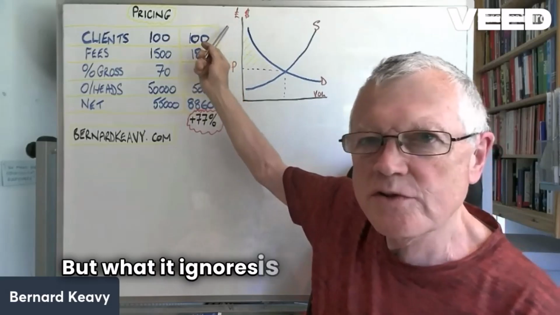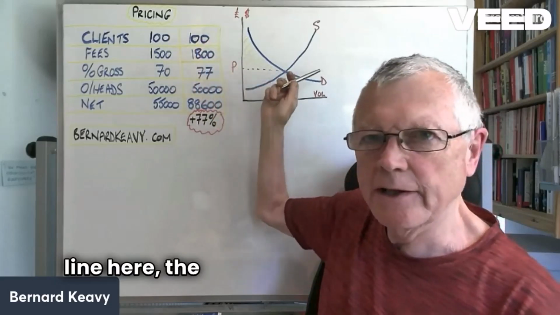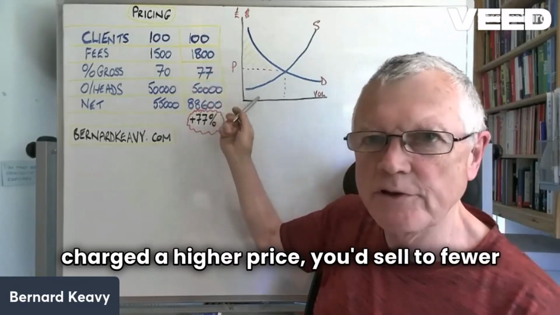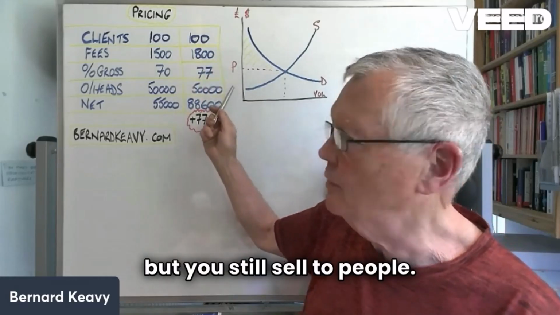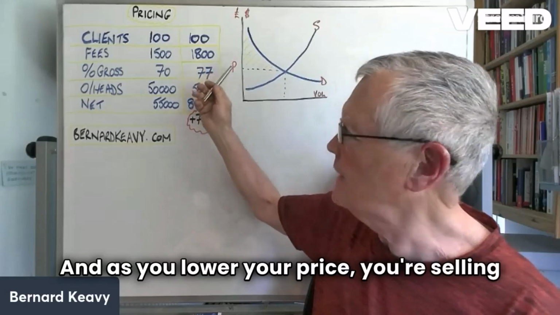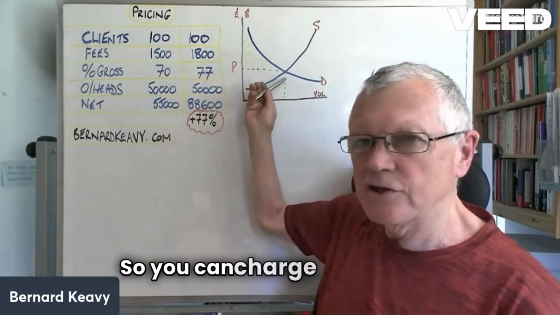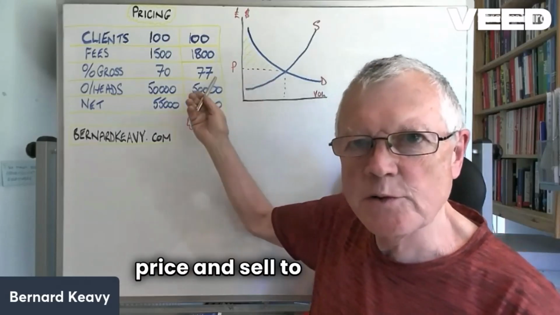But what it ignores is that on this demand line here, the one that slopes down, if you charged a higher price, you'd sell to fewer people, but you'd still sell to people. And as you lower your price, you're selling to more and more clients or customers. So you can charge this market price and sell to everybody.